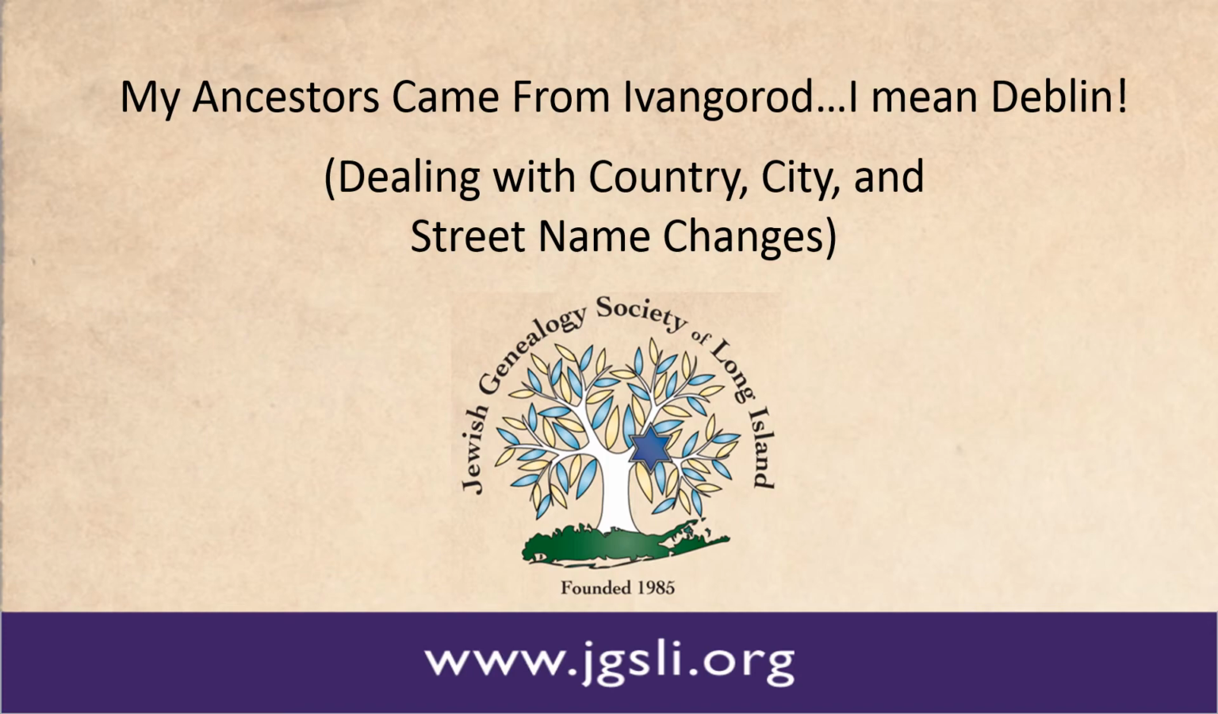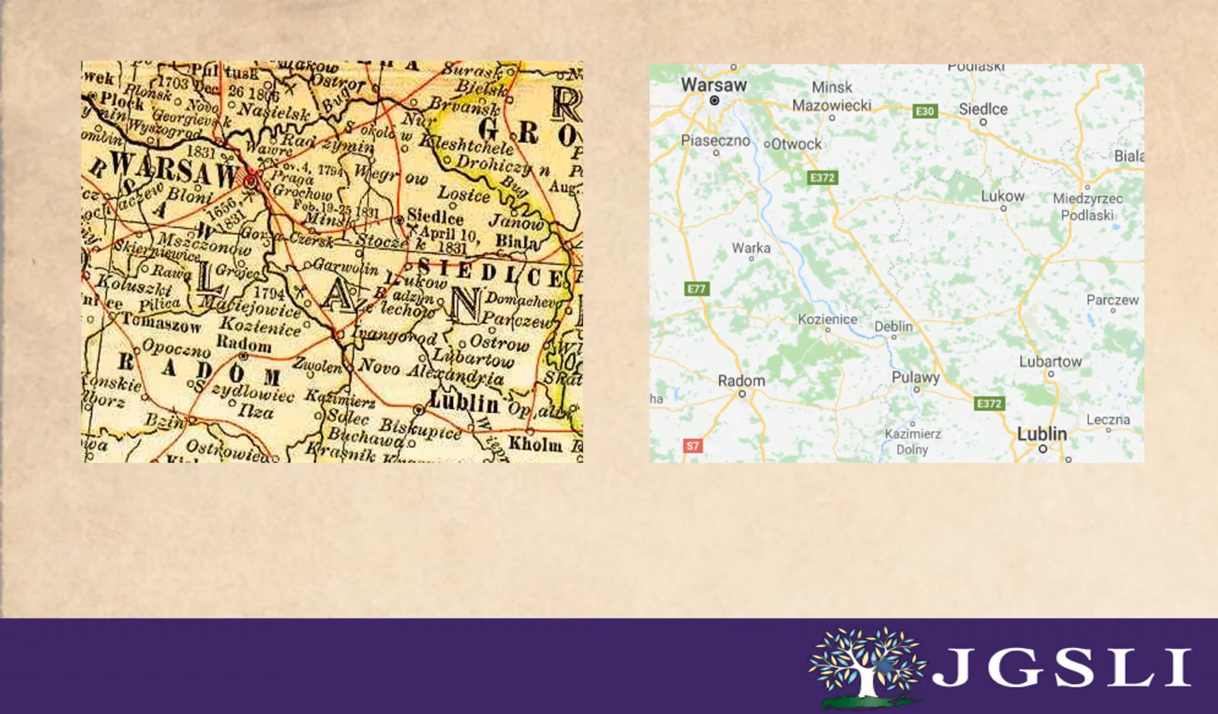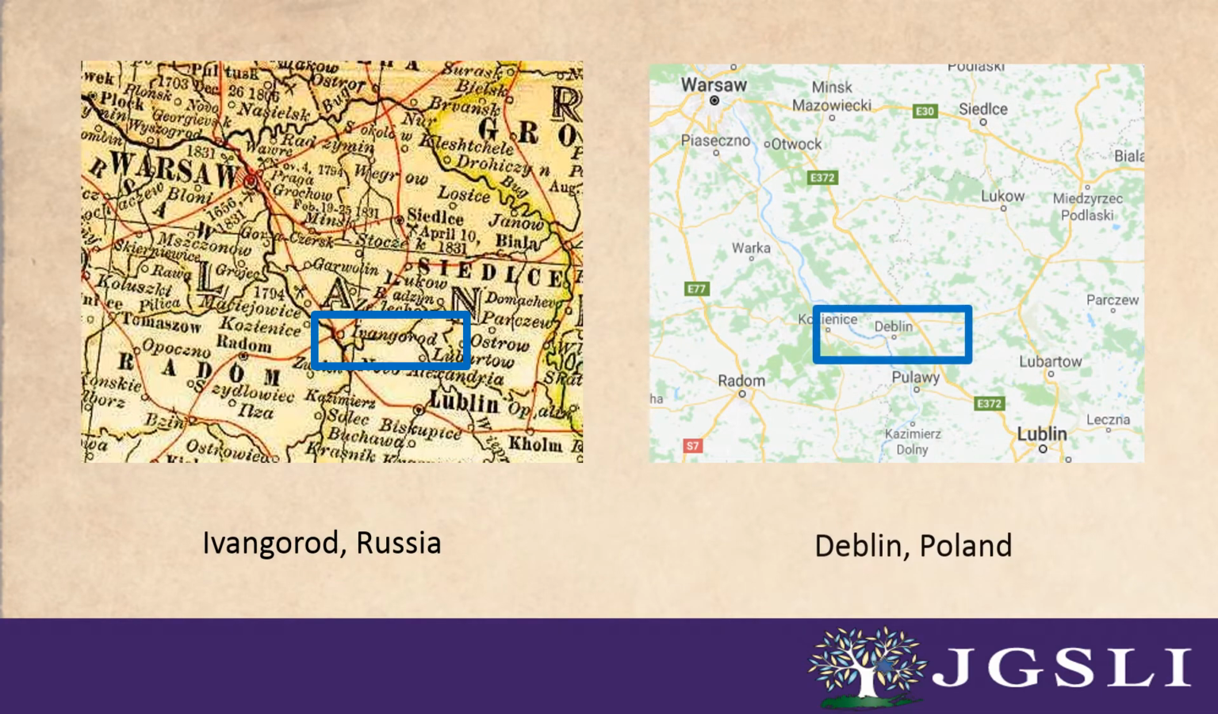When my grandfather left from Europe, he left from Ivangorod, Russia. When my grandmother left 8 years later, she left from Deblin, Poland. It was reasonable to think that when my grandfather left Europe, my grandmother moved to a town where other family lived. But she didn't. She didn't go anywhere. Ivangorod, Russia, and Deblin, Poland are the same place.